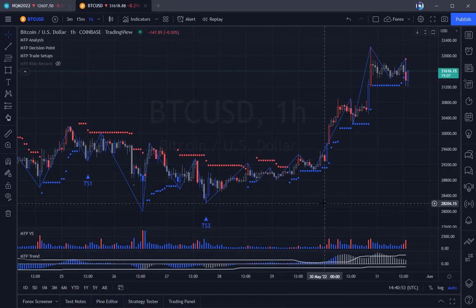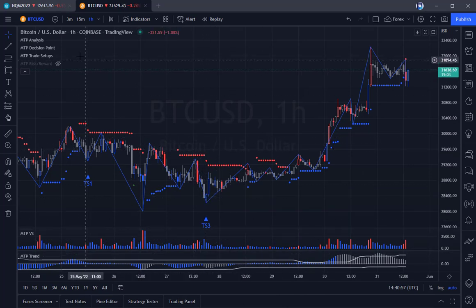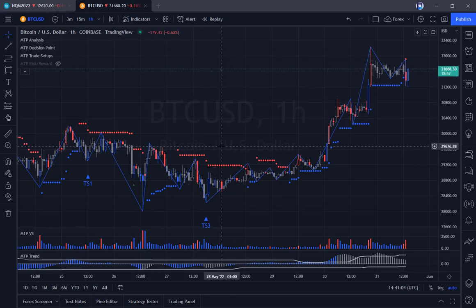So the setup I want to look at is this TS3 buy setup here on a 1 hour chart of Bitcoin against the US dollar. This is our scripts for TradingView, so we'd like to have a look at this using our TradingView scripts.